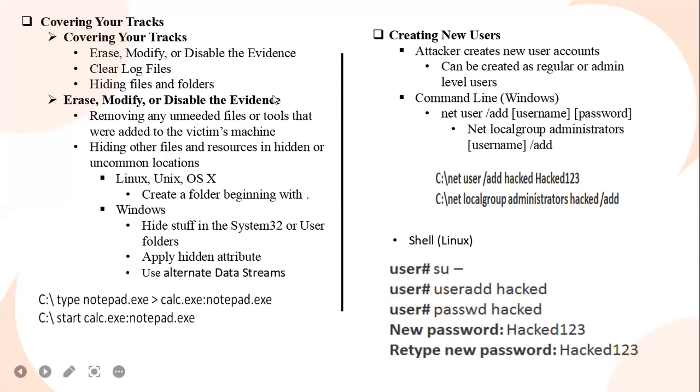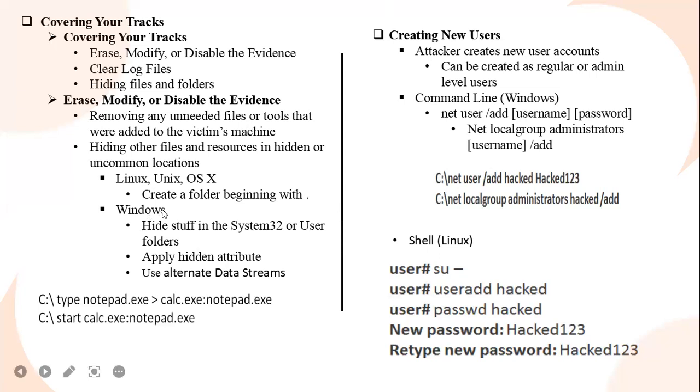Erase, modify, disable the evidence: removing any unneeded file or tool that was added to the victim's machine, hiding other files and resources in hidden or common locations. Create a folder beginning with a dot. In a Linux environment, if you do that, the file becomes a hidden file, and most tools or readers will not see it.